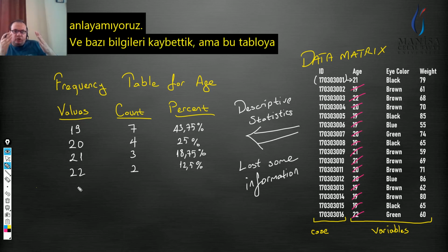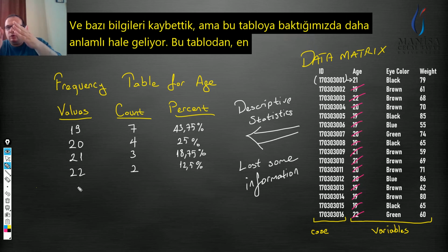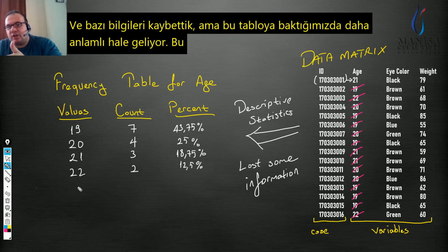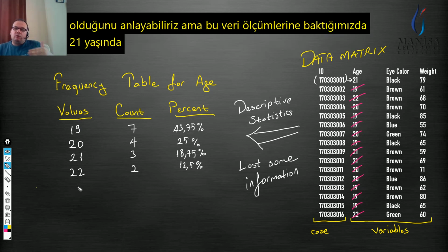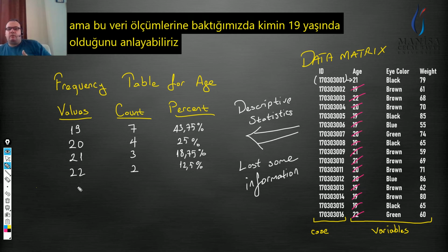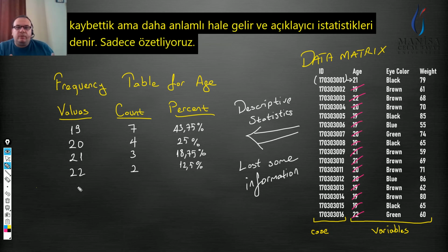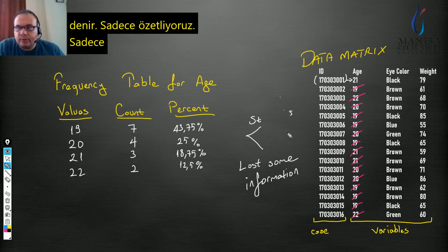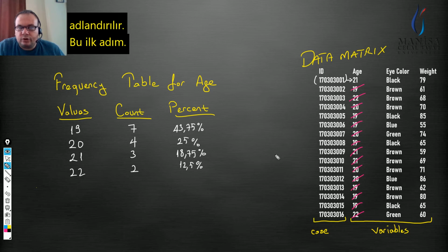We have lost some information, but it becomes more meaningful when we look at this table. From the frequency table, we can understand the most common age in our classroom is 19. But when we look at this data matrix, we can understand who is 19, who is 21, who is 20 years old. It's called descriptive statistics. We just summarize our data with just a few numbers. It's called a frequency table, and it's the first step for the visualization techniques.